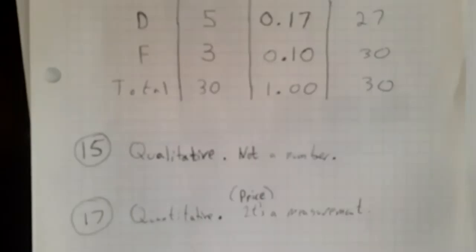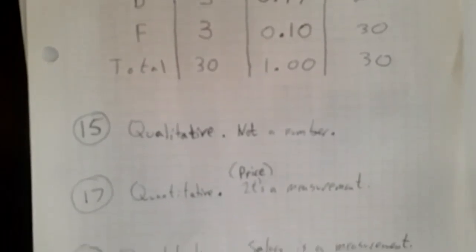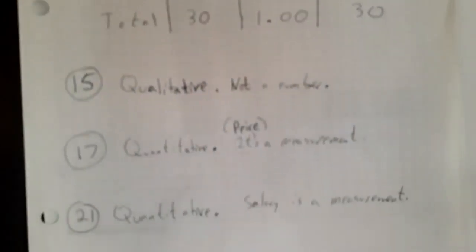Okay, and then 21, who's around? Anaisa, are you around? Yes. What'd you say for 21? It says the annual salaries of NBA basketball players. It would be quantitative also because the salaries are recorded values. Yep, it's a value, it's a measurement. Yep. We could take average salary.